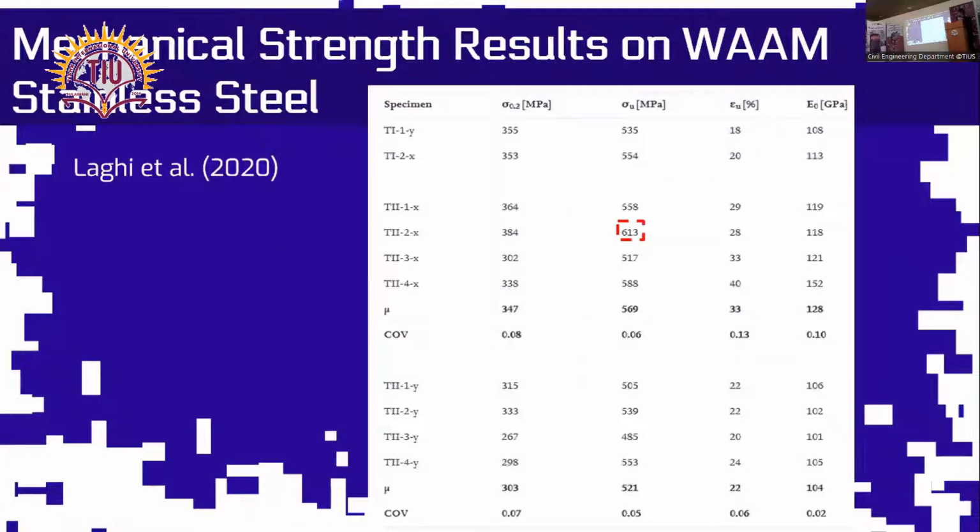In steel as well, like stainless steel, a colleague of mine, Laggy, achieved about 613 megapascal in the tensile test, because for steel we really need the tensile test, not the compressive one. And the most popular manufacturing system is called WAAM, which means wire arc additive manufacturing. This is the most popular one used in stainless steel production.